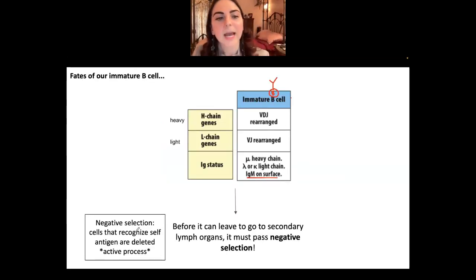And again, like I just mentioned, when you see this word selection, it has to be an active process. So cells that recognize self-antigen are deleted. This is an active process. You're actively selecting to kill the cell. You're not just letting it do it by default. That's not negative selection.